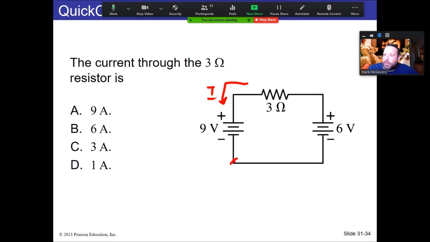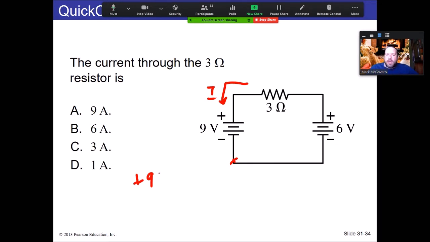I'm going to do the same loop law. I'm going to start in the bottom left-hand corner, and I'm going to walk around. Okay? The 9-volt battery is still positive 9 volts, because it doesn't matter about the current. It's what are you doing? Are you going with the battery or against the battery? It has nothing to do with the current.